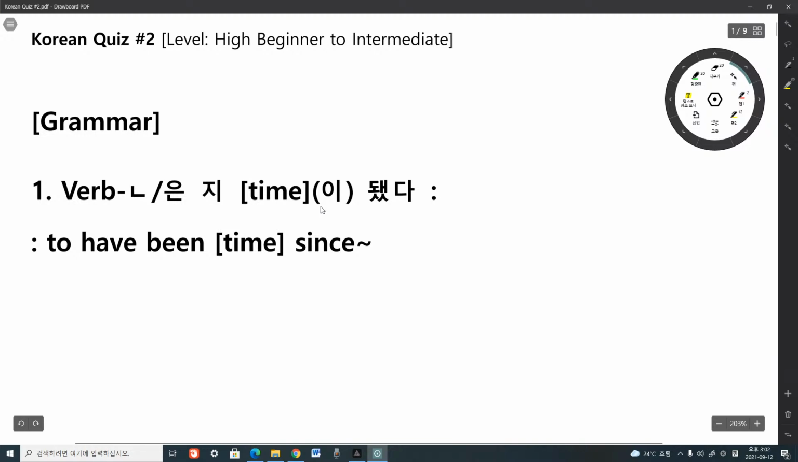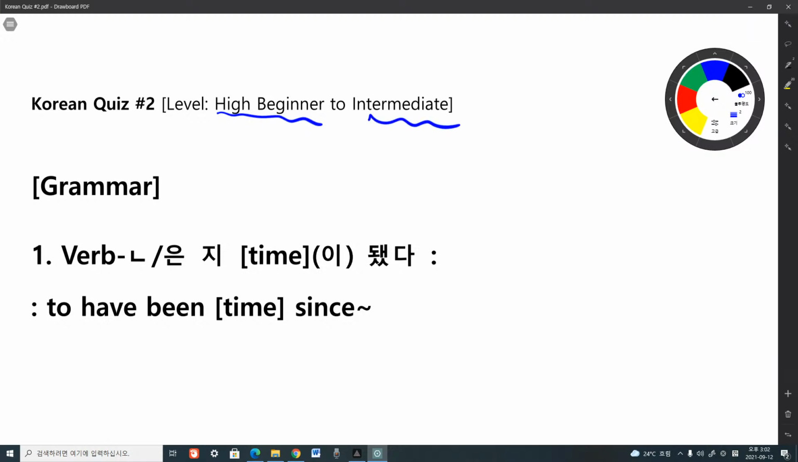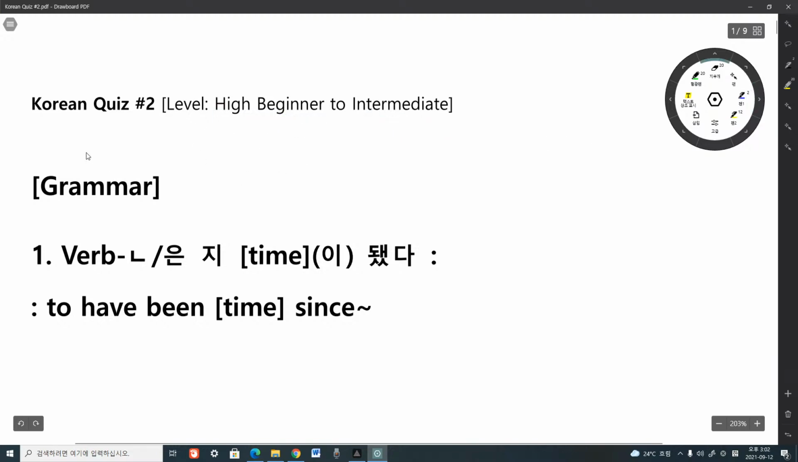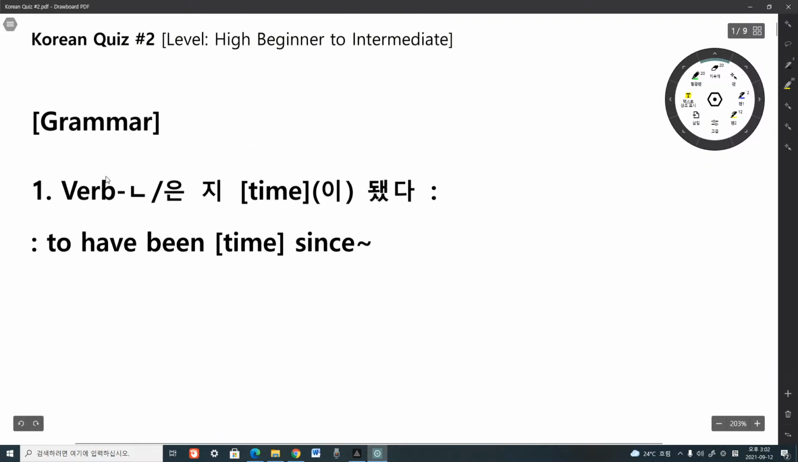Sorry guys, before we start, I would like to stress that this specific lesson is for learners who are between high beginner and intermediate. If you are just starting to learn Korean, or at a lower beginner level, then this class might be a bit difficult to follow. So I recommend people between high beginner and intermediate take this class so that you can follow it easier. Okay, so let's move right on to our first grammar.